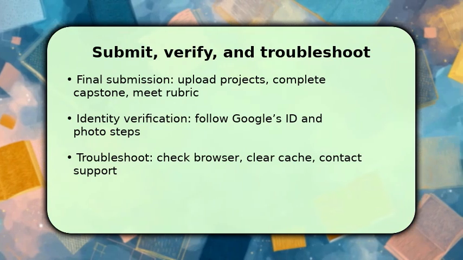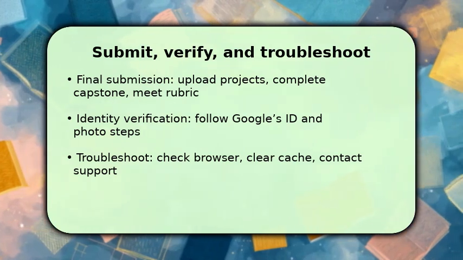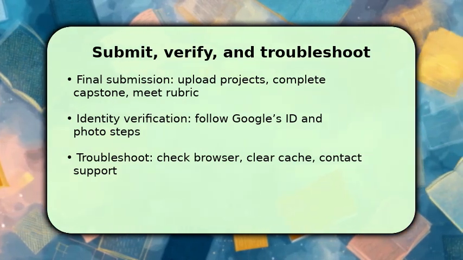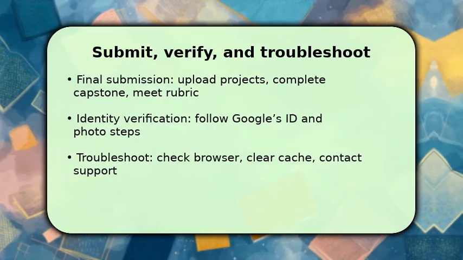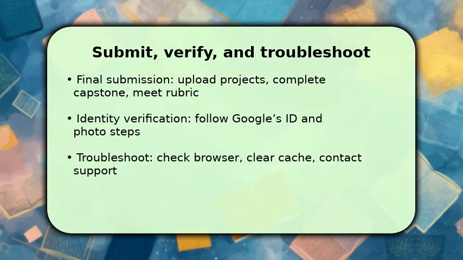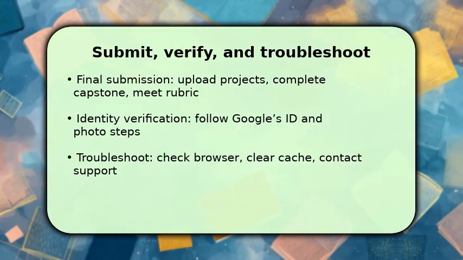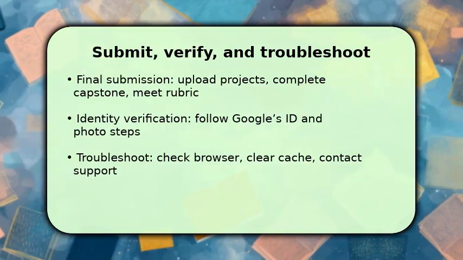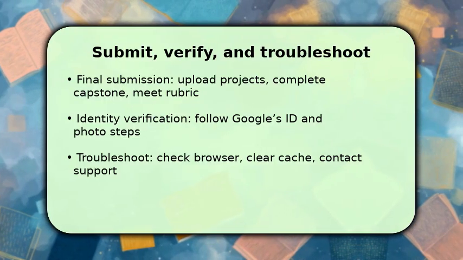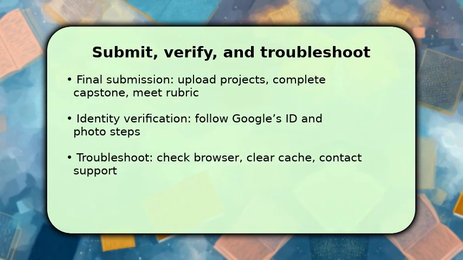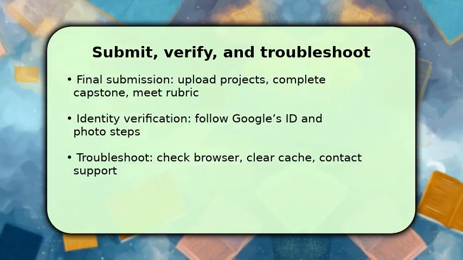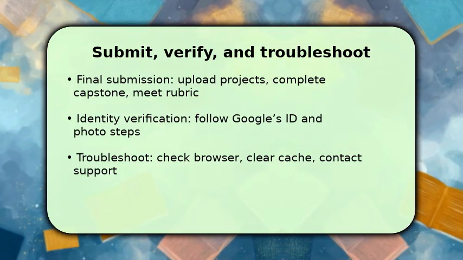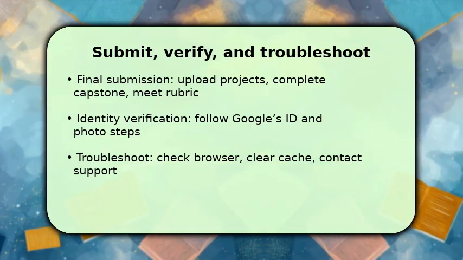To finish, submit your final projects and ensure each deliverable matches the rubric. Quality and format matter for passing. Once submitted, complete any required identity verification steps, photo ID and selfie, so your certificate can be issued. If you don't receive the certificate, first check course dashboard and email, then clear your browser cache or try another browser. If that fails, contact platform support with screenshots and timestamps for a faster resolution.